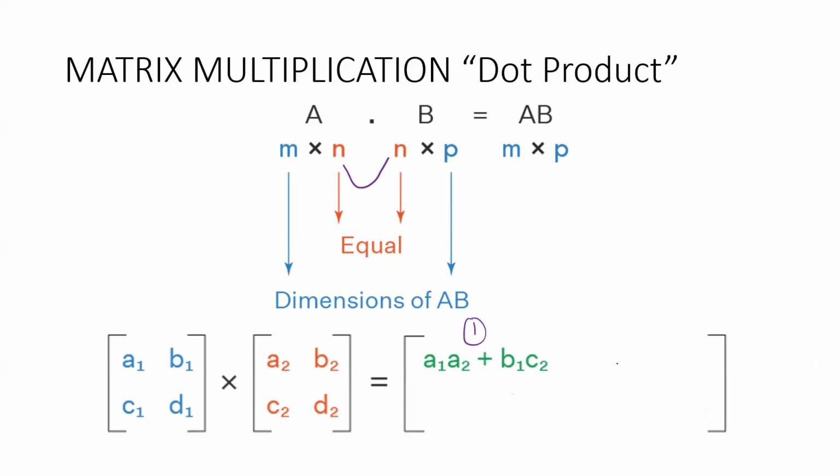Then you're going to do the next thing. You're going to do the same thing, but this time you're going to take A1 and multiply everything in the second column. And that's going to be your second. So we end up with A1 times B2 plus B1 times D2. So I took A1 and I multiplied it times B2, A1 times D2.